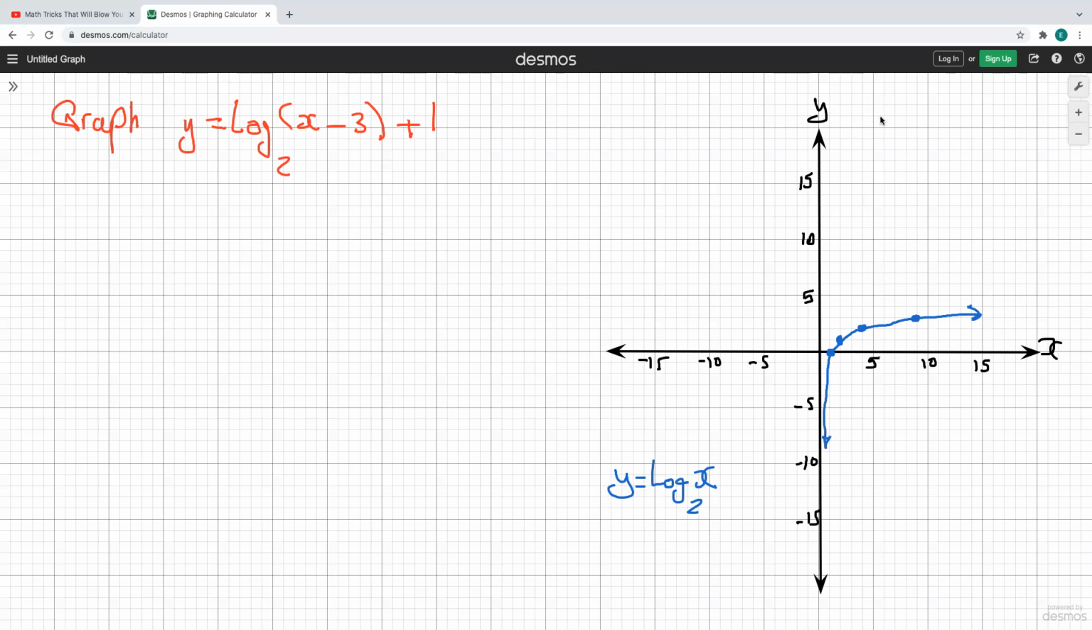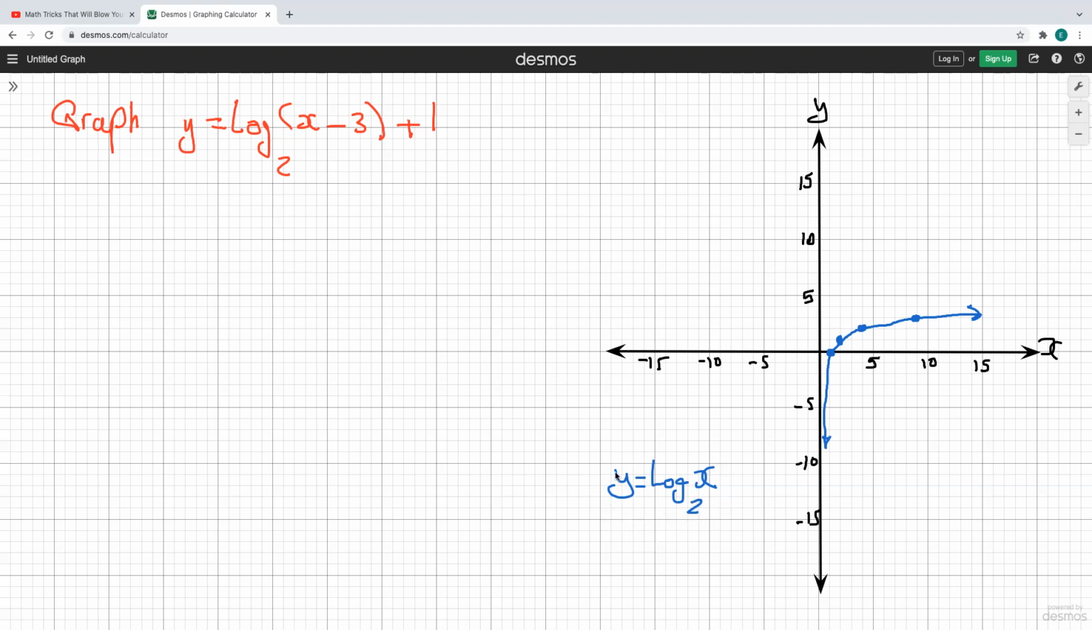So first of all, I gave you one graph right here that I graphed for you already. I made these points very clear. So this is basically the parent graph, y equals log base 2 of x. To be able to graph this, you should know how this graph looks. So what's special about this graph?